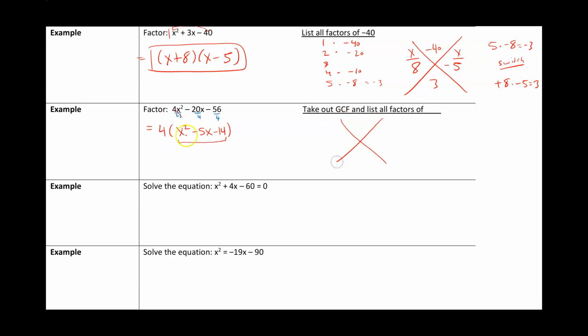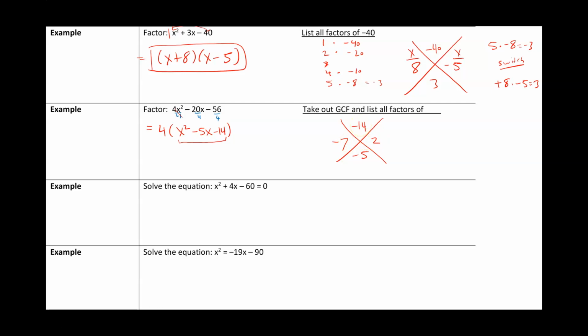So I have 1 times negative 14 is negative 14, and the middle term is negative 5. We want to find two numbers which multiply to negative 14 and add up to be negative 5. Those are negative 7 and positive 2. Notice that we got one negative and one positive because they multiply to be a negative 14.